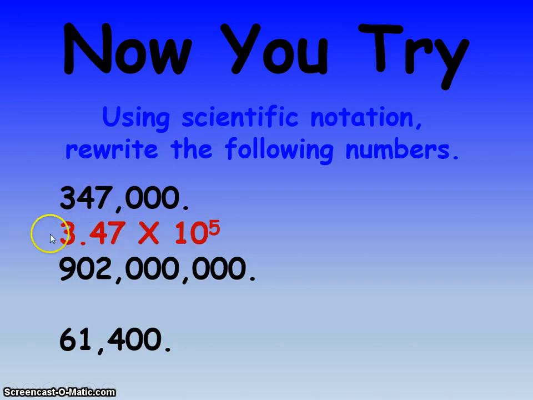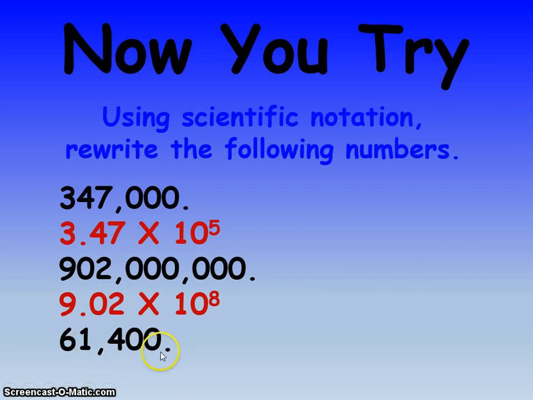All right, I have a small number, 3.47, so not much bigger than 3. And if I multiply that number by 10 to the 5th, so 1 with 5 zeros after it, that will give me 347,000. Okay? Same with 902 million. 1, 2, 3, 4, 5, 6, 7, 8 places. 9.02 times 10 to the 8th.